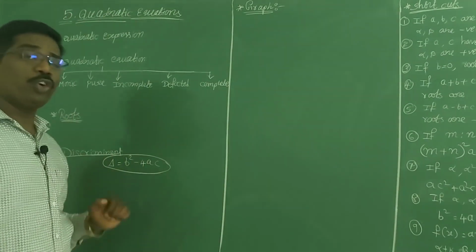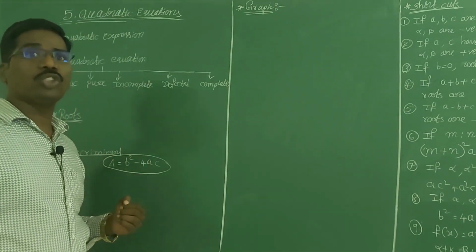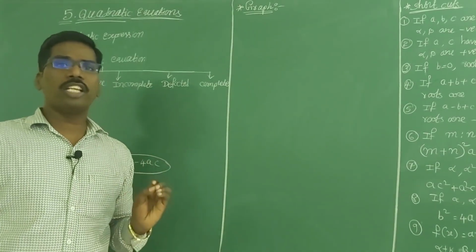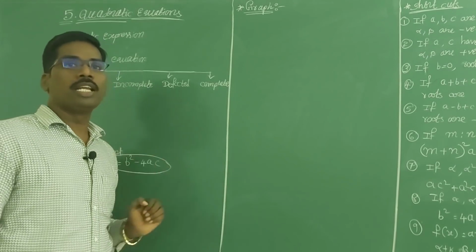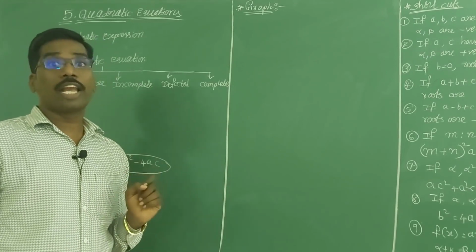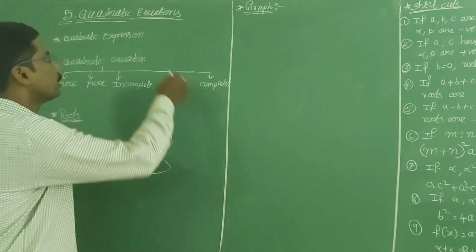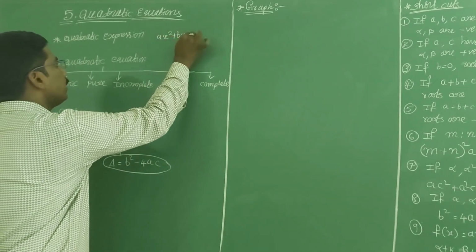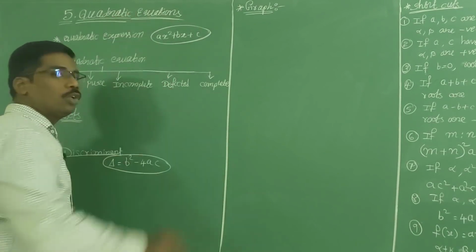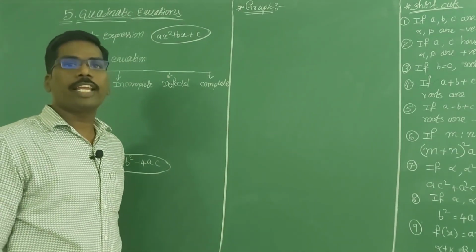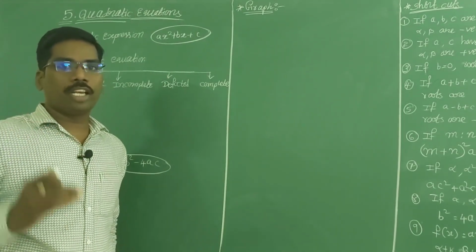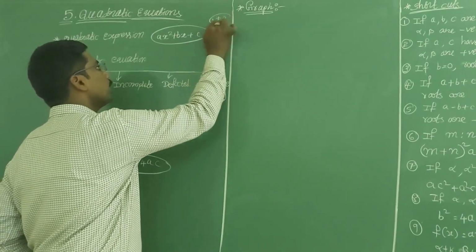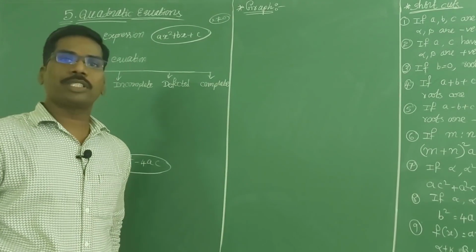Quadratic equations. Before discussing quadratic equations, we should know the quadratic expression. If a, b, c are real numbers and a is not equal to 0, then ax square plus bx plus c is called a quadratic expression. Only then can we say that it is a quadratic expression.